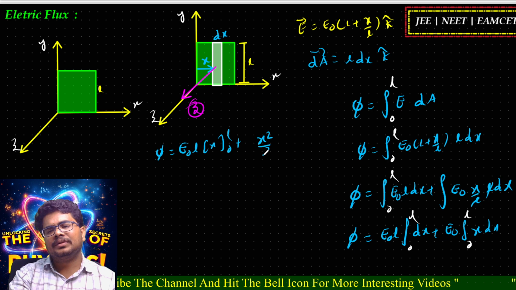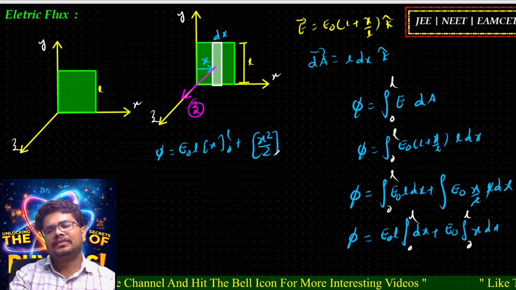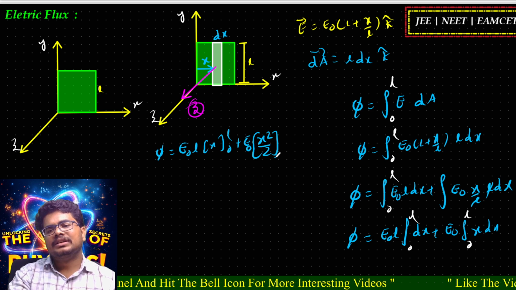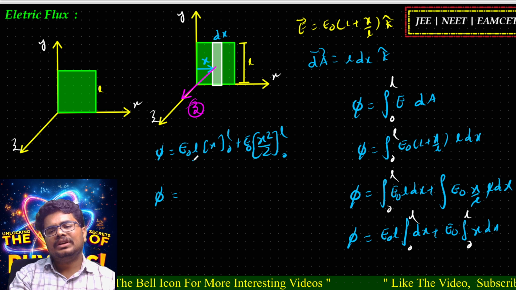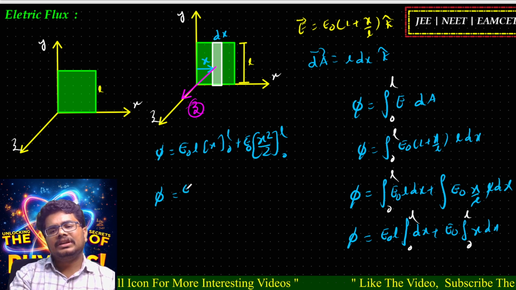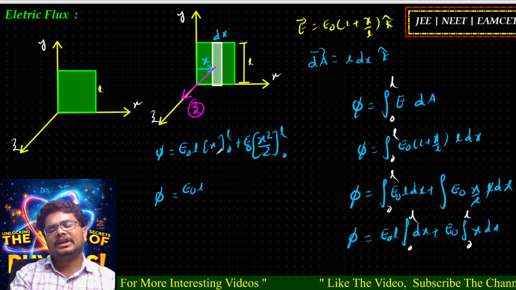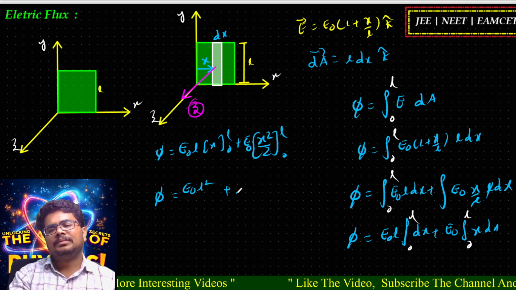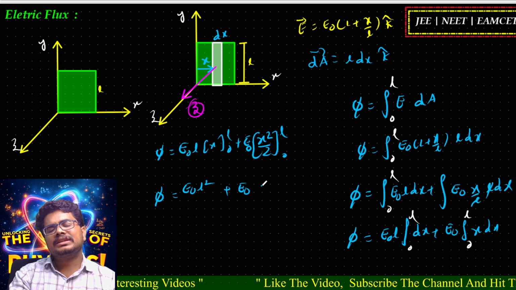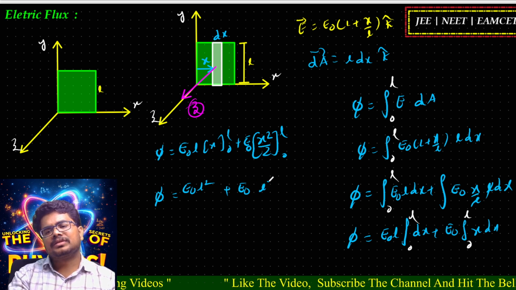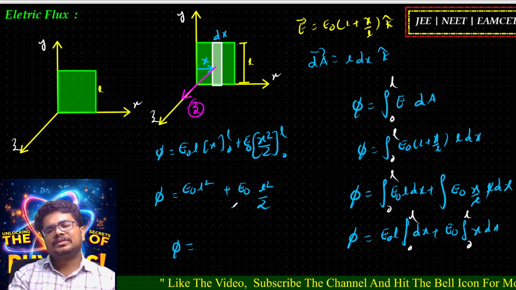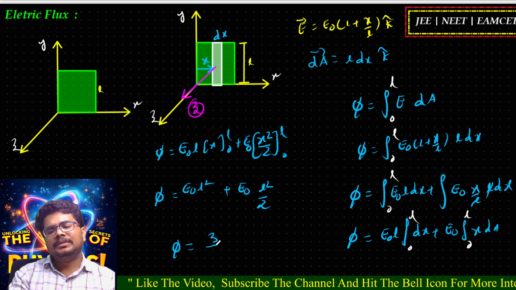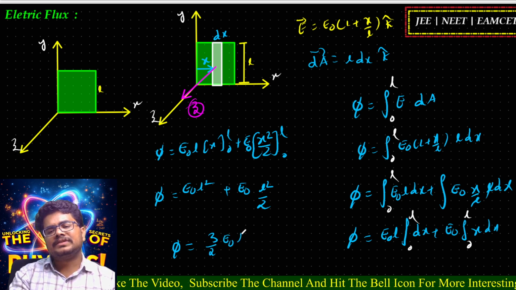Very good question we are doing. Before that, E naught is there. Don't forget about that. So 0 to L. So flux equals what can you write in this case? Upper limit minus lower limit. So E naught into L into L minus 0, which is E naught L square, plus E naught into L square by 2 minus 0 square by 2, that is L square by 2. So the flux we got in this example is E naught L square plus E naught L square by 2, which is 3 by 2 E naught L square.